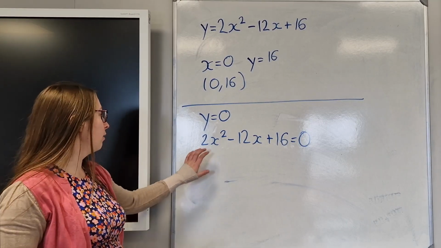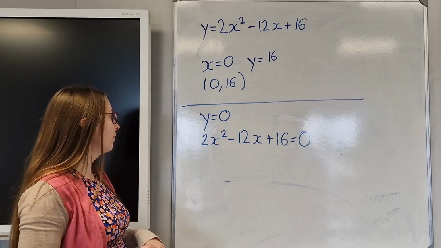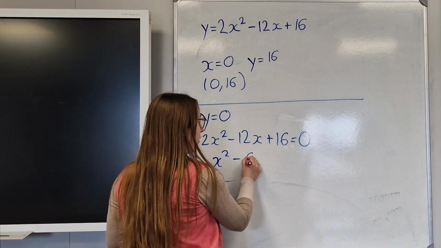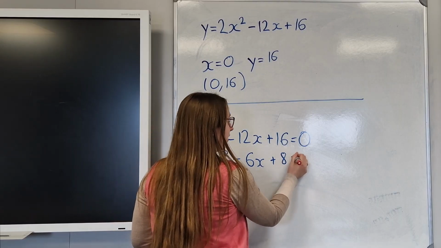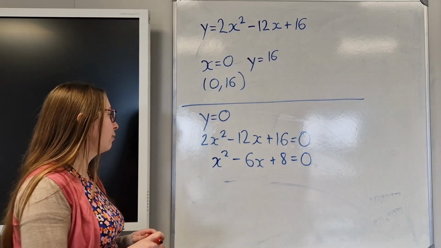But before that, we can notice that each of our terms has a common factor of 2. So we divide the whole thing through by 2. We've got x squared minus 6x plus 8 equals 0. You can't always do this, but if you notice it, it's a handy little trick.